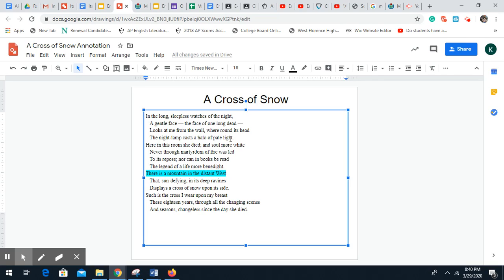What is he looking at? How can the face of a long dead loved one, a gentle face, look at him from the wall? And you're probably thinking the same thing my students think, of course, he's looking at a painting or a picture of this person. Okay. And then the rest of the octave has a lot of description of her. Okay, so that's what we can put for our B, our basic, for this part.